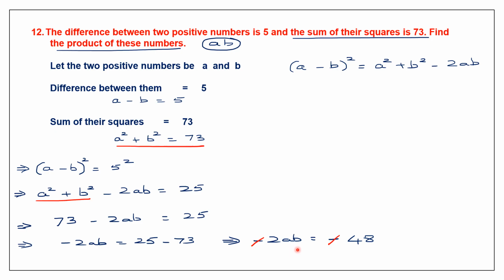Now we only need to find AB, the product, that is AB. AB is equal to 48 divided by 2, because we have transposed this 2 from here to the other side. So it has become division because it is multiplication here. 48 divided by 2 is 24. So we have found the product and the product is 24. So this was the last question and we've come to the end of this exercise.